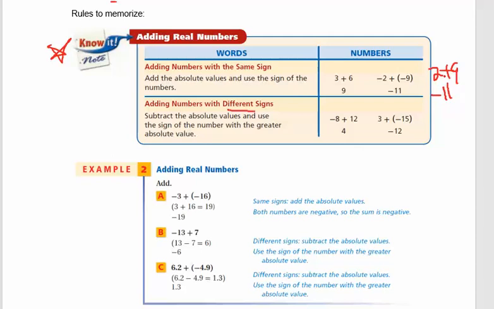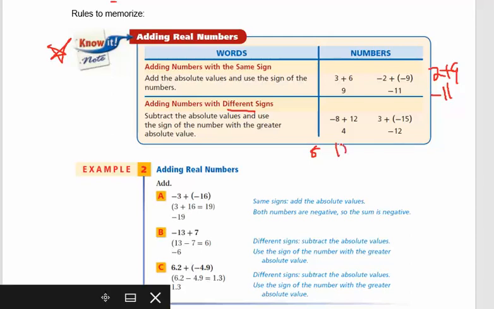Now, if you have different signs, the rule is you subtract the absolute values and use the sign of the number with the greater absolute value. So for negative 8 and 12, one's negative, one's positive. Subtract, let's see, the absolute value of negative 8 is 8, the absolute value of 12 is 12.